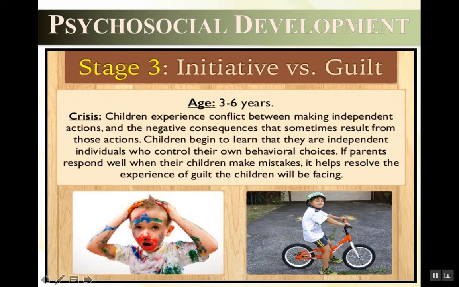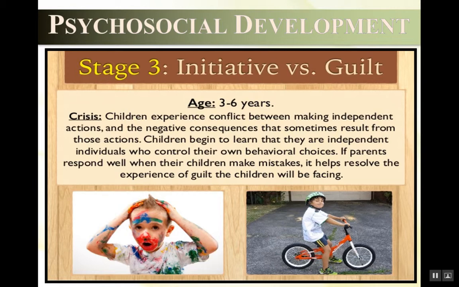Another stage is Erikson's stage 3. This stage is initiative versus guilt, and this is from ages 3 to 6. At this time, this is when children really want to be able to do things. They want to be independent, and they experience a conflict between being independent and the consequences of the results. So they're learning by trial and error.